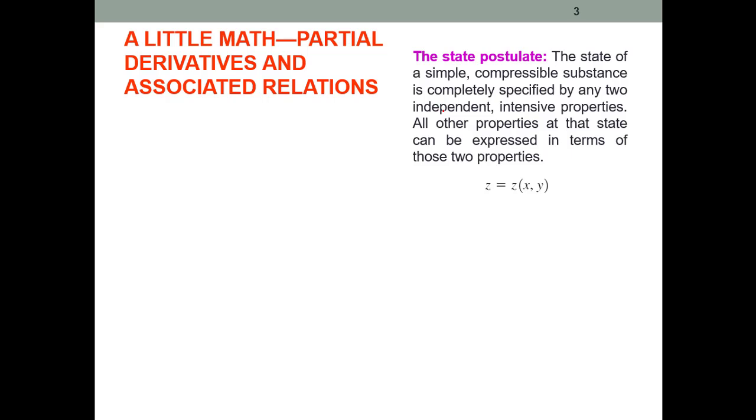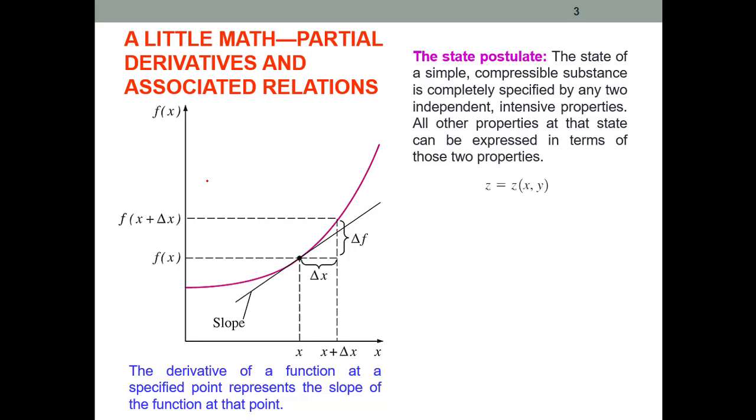We know that we can express any state of a substance if we know two independent intensive properties. Now, let's say we have a function f, and that function f is a function of x, right? So that means f is varying with respect to x. Let's say this is the initial one, and then after a certain change in position, let's say delta x, the new value of the function is f of x plus delta x.